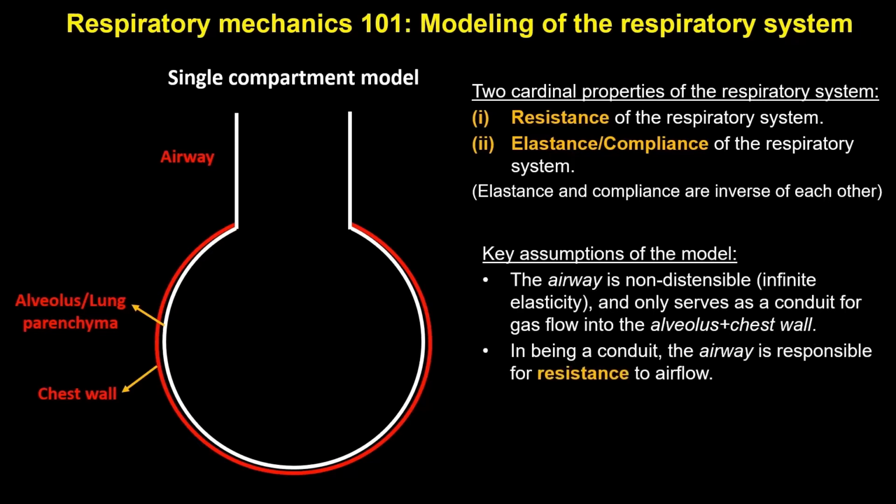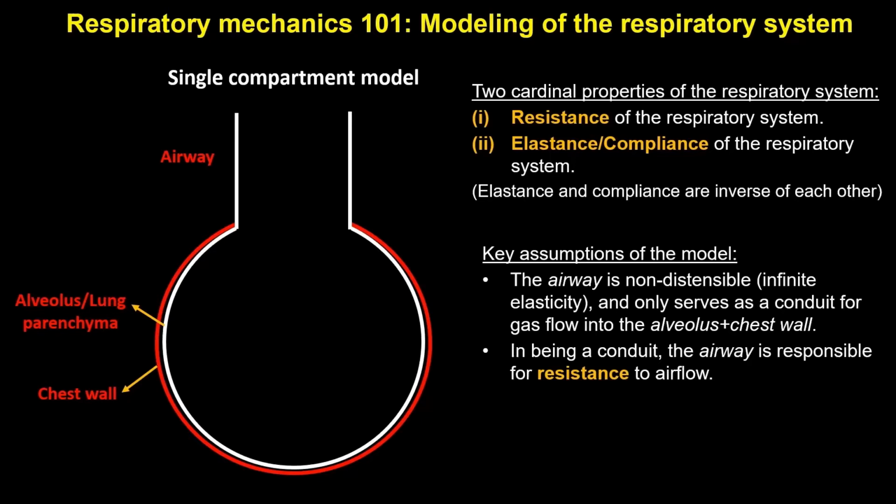The key assumptions of this model are that the airway is non-distensible. You can imagine the airway being like a lead pipe, which does not distend at all. It has infinite elasticity for the purpose of this model. So the airway only serves as a conduit for gas flow from the airway opening into the alveolus and the chest wall. In being a conduit, the airway is hence responsible for resistance to airflow.